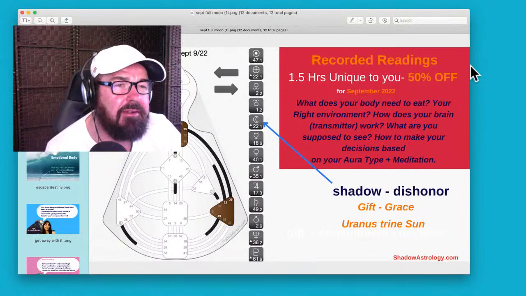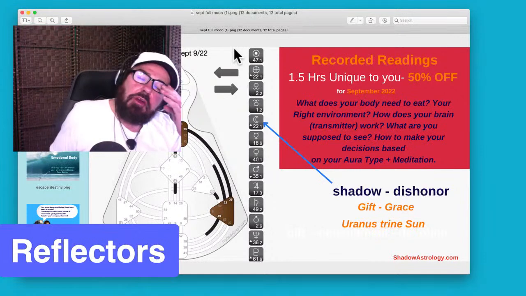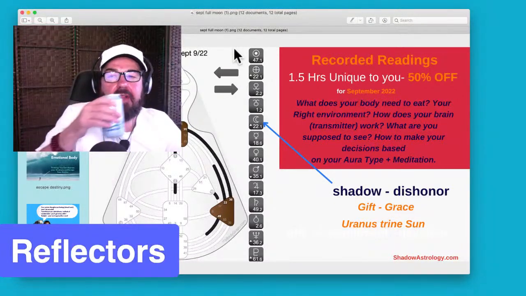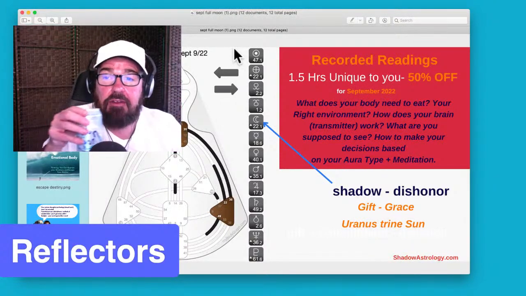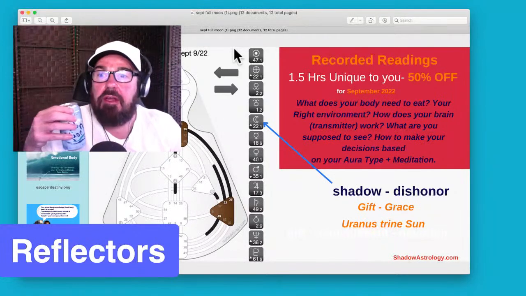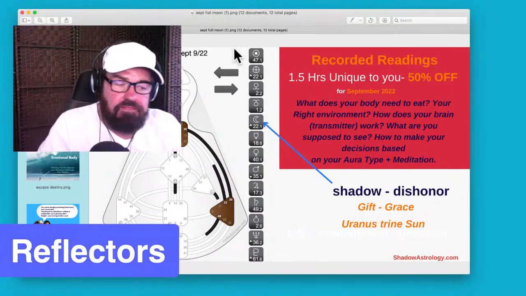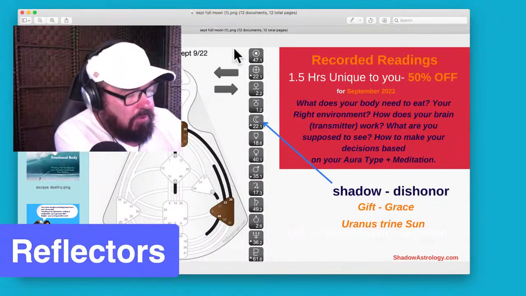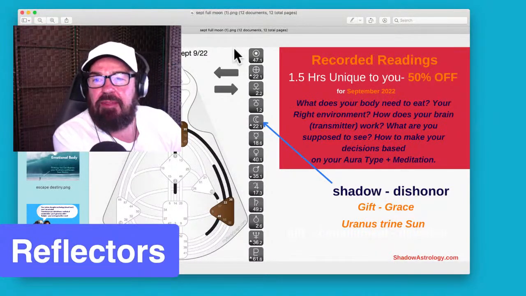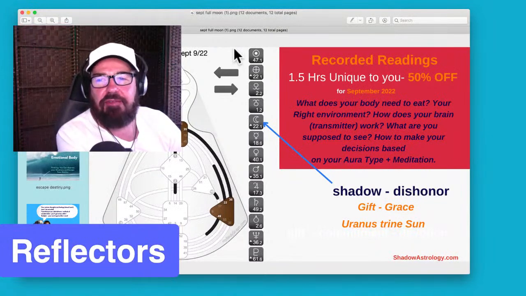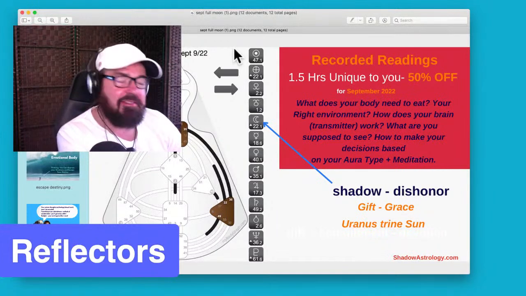Okay, what are we on now? Let's go for the reflectors. There's one reflector. And if you're a reflector, write in the comment box that you're a reflector and give us your report, right? As a reflector, give us a report. What's going on for you? Because what's going on for you is going on for the collective. 1% of the world are reflectors. They have to wait for the lunar cycle. So they're deep in this full moon energy, the reflectors.